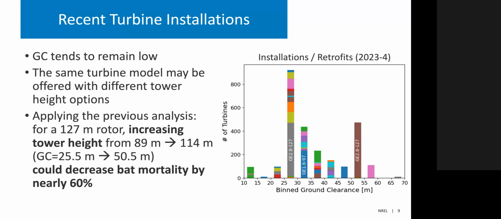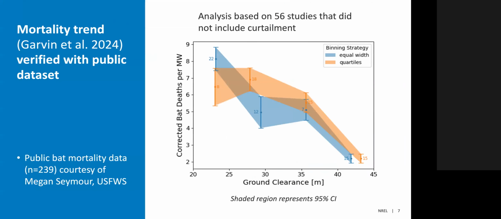So if we think about how we can act on this, or what implications this has moving forward, what I've done is plot the ground clearance for turbines that were installed or retrofitted in the last year or so. The most popular turbine in the US right now is the GE 2.8 megawatt, which has a rotor diameter of 127 meters. There are two variants of this with two different hub heights. One model has a hub height of 114 meters, and the other, a more popular baseline model, has a hub height of 89 meters.